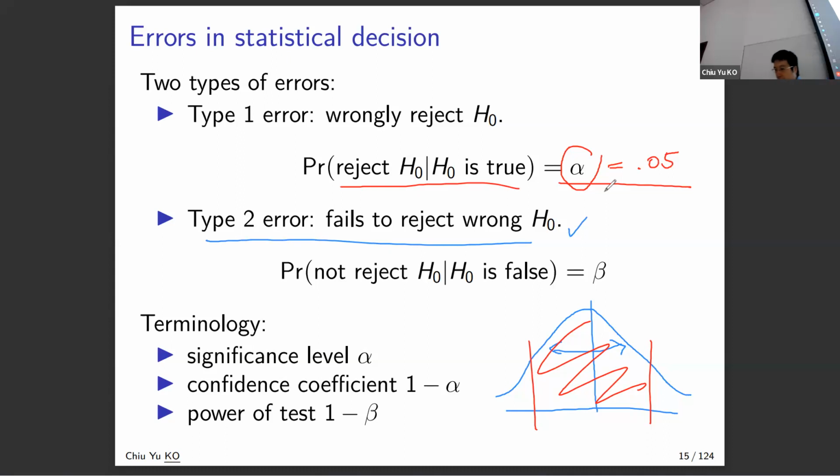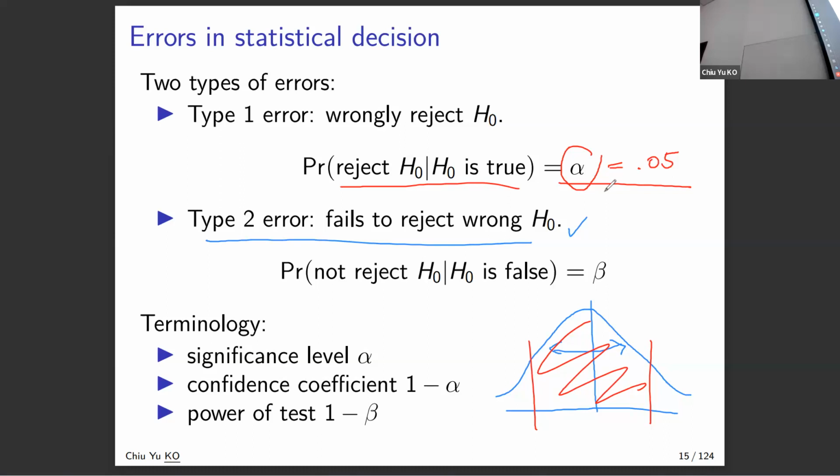And like anything in the world, there's a trade-off between these two errors. If you increase alpha, then you will reduce beta. If you increase beta, you will reduce alpha. That means if you pick the alpha, you pick a small alpha to get a higher beta. The reason is very simple: you pick a smaller alpha, which makes this extreme region very small.